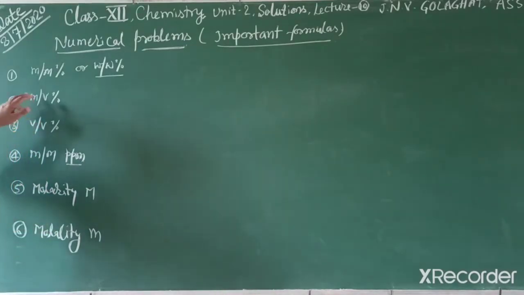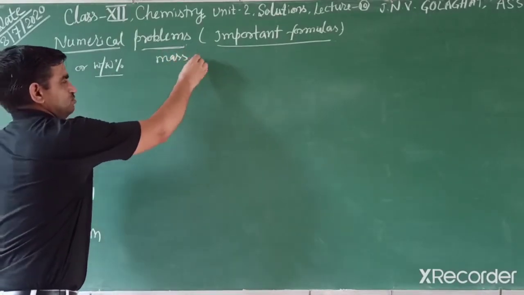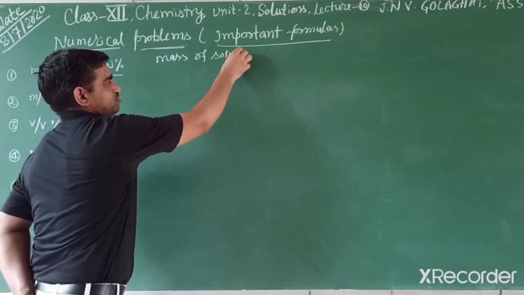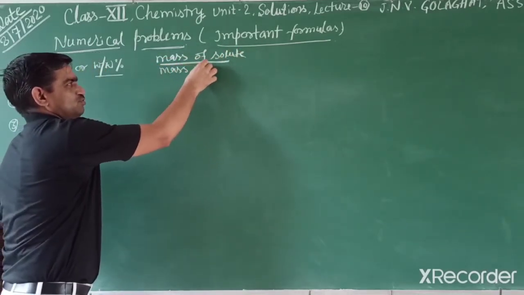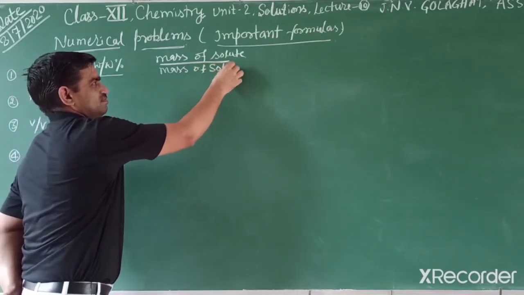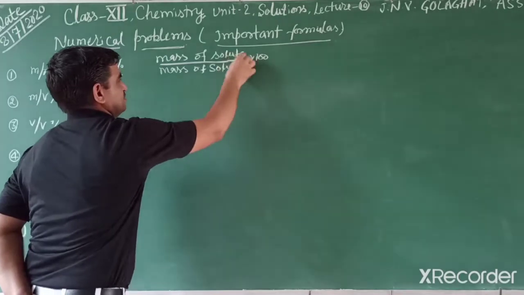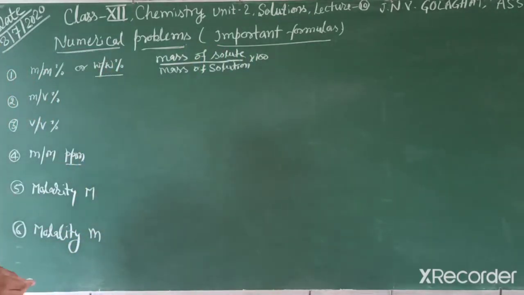You can remember. At first, one is mass by mass, or W by W percentage. It means mass of solute divided by mass of solution into 100. That is mass given in gram. So in this way we can identify.